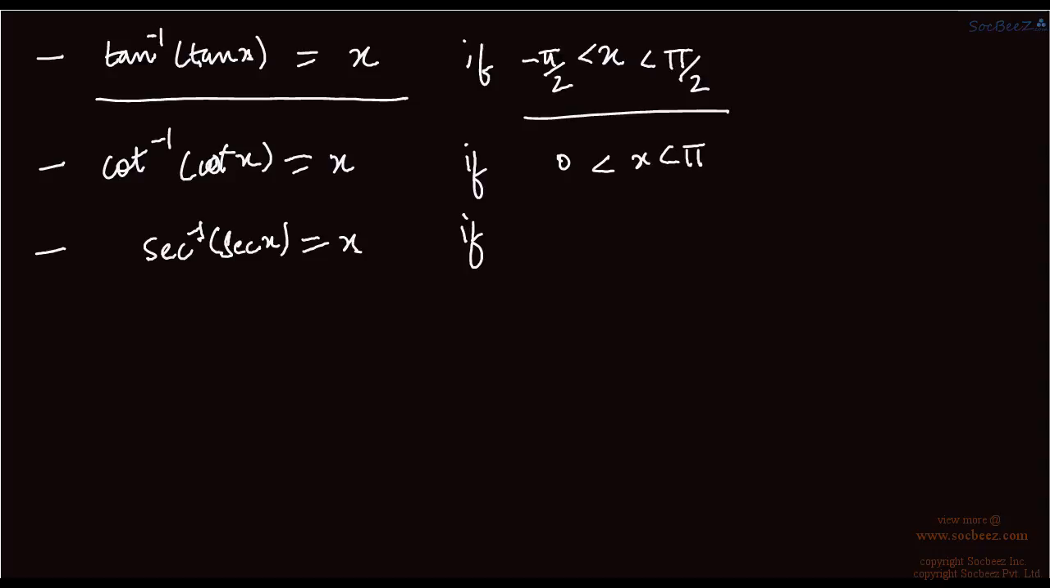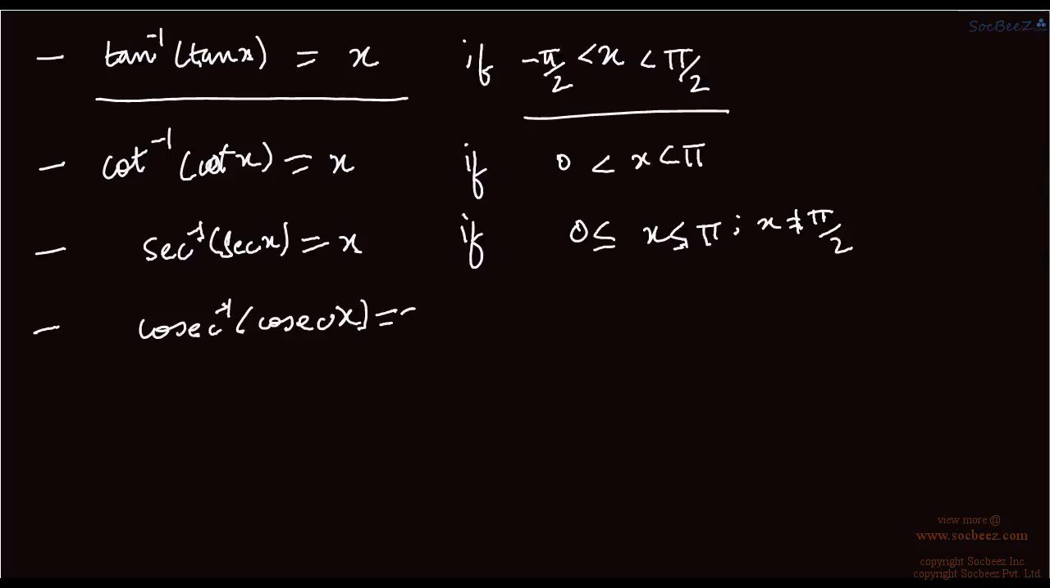That will be x if x is 0 to pi except the point pi by 2. Okay, now cosec inverse x, same as all the above. Cosec inverse x is equal to x if x is between minus pi by 2 to plus pi by 2 except x is 0. For that case you cannot include 0, because cosec 0 is not defined.